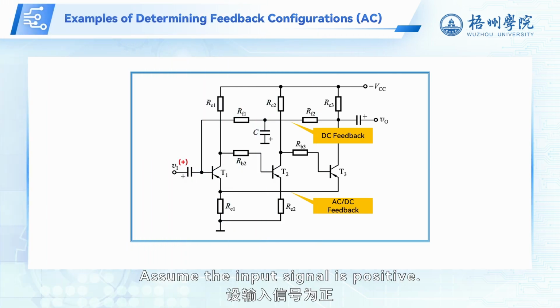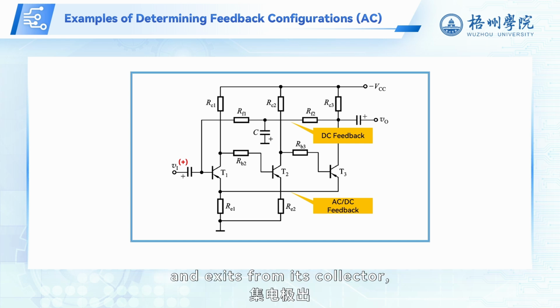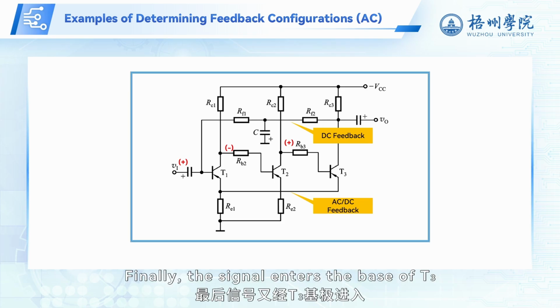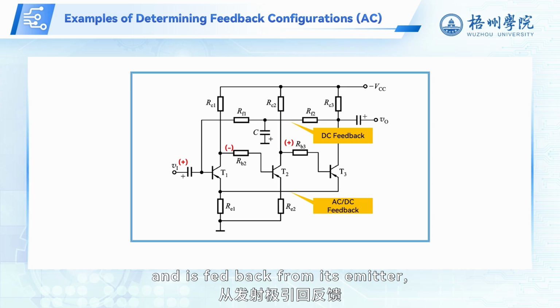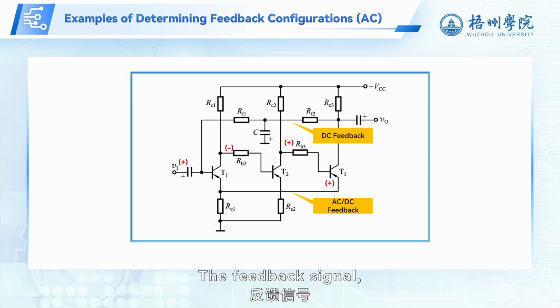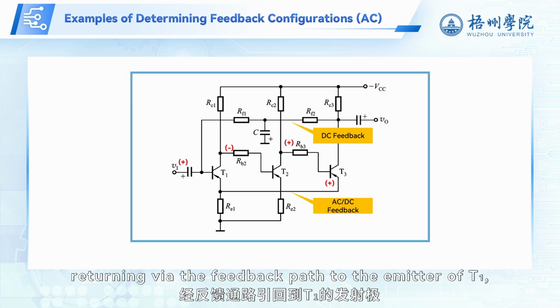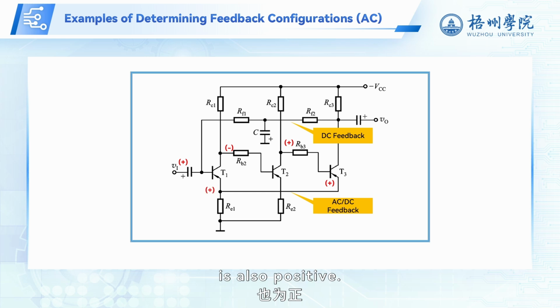Assume the input signal is positive. The signal enters at the base of T1 and exits from its collector, so the collector output of T1 is negative. It then enters the base of T2 and exits from its collector, making the output of T2 positive. Finally, the signal enters the base of T3 and is fed back from its emitter, so the emitter is positive. The feedback signal, returning via the feedback path to the emitter of T1, is also positive. Since the net input decreases, this is negative feedback.